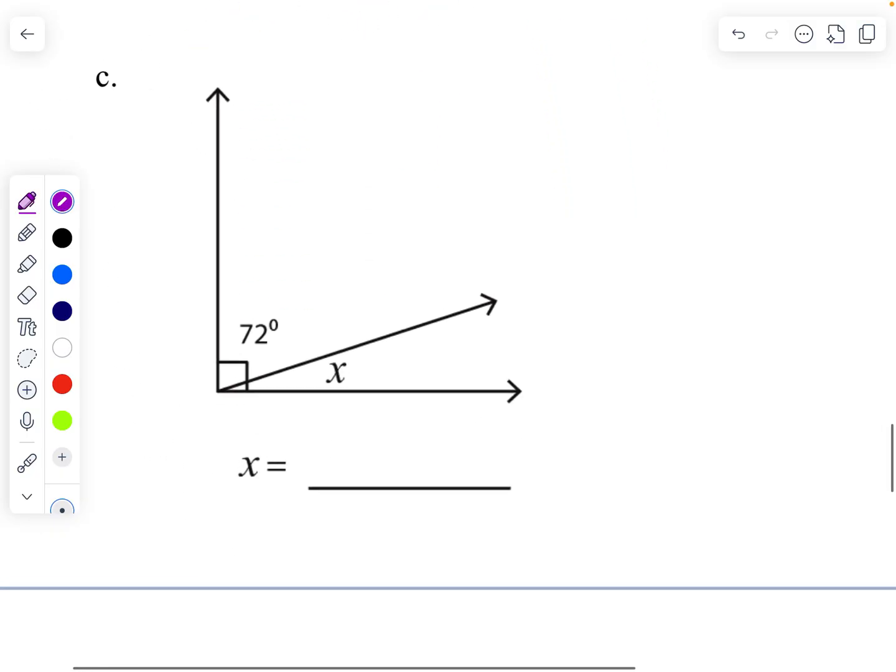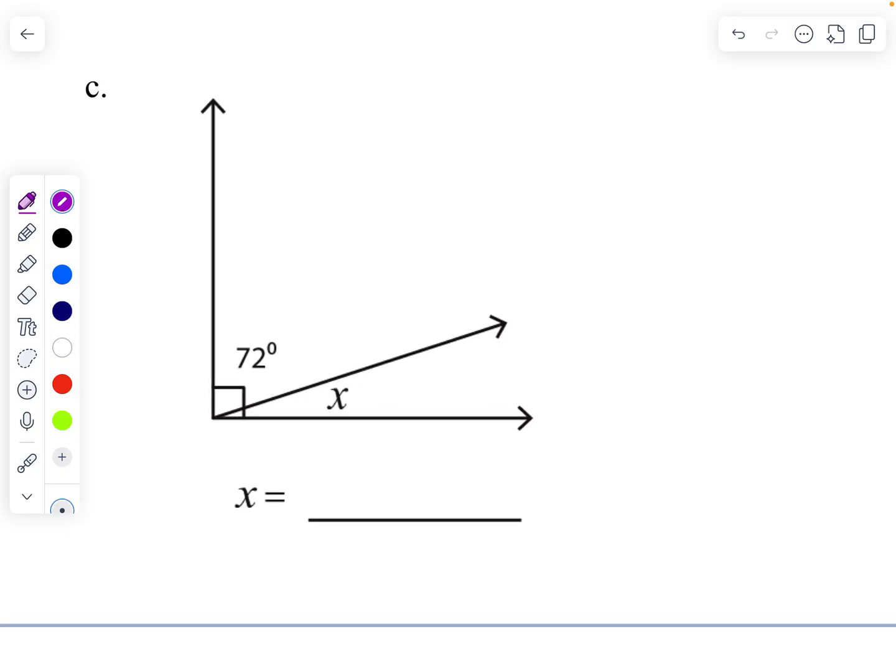And last one like this. So again, we're going to ask ourselves, what type of angles are these? Hopefully you're able to notice that we have that square in the corner, making these complementary.